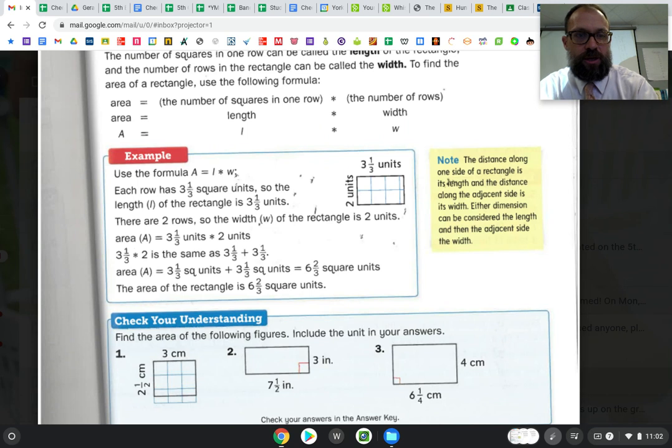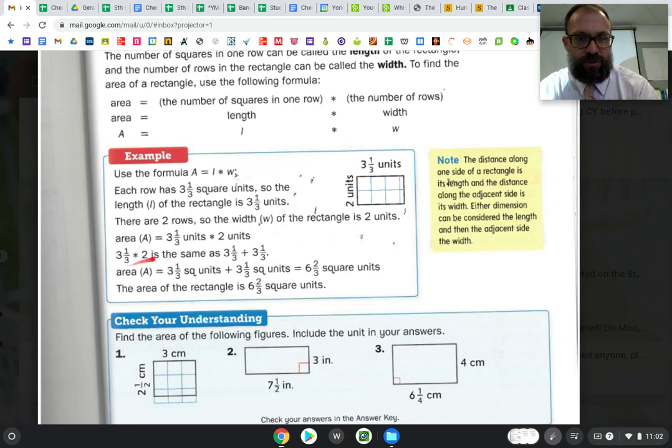For example, use the formula area equals length times width. Here's our rectangle. Each row has 3 1/3 square units, so the length, L, of the rectangle is 3 1/3 units. There are 2 rows, so the width, W, of the rectangle is 2 units. The area equals 3 1/3 units times 2 units.